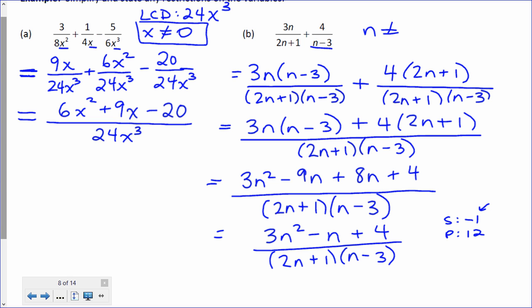Let's state our restrictions. What is n not allowed to be? Negative 1 over 2, negative a half, or 3.